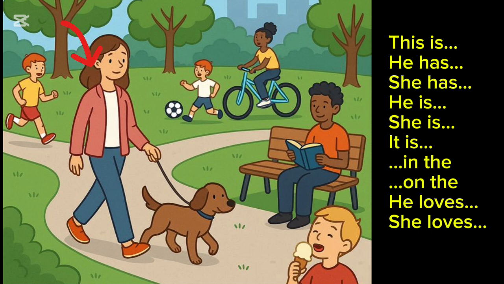This is a girl, or we can call her Kate. This is Kate, or this is my friend, or this is a girl. And next structure, she has. She has brown hair. She has long hair. She has a white t-shirt.